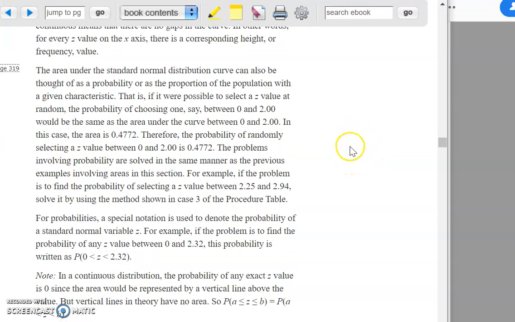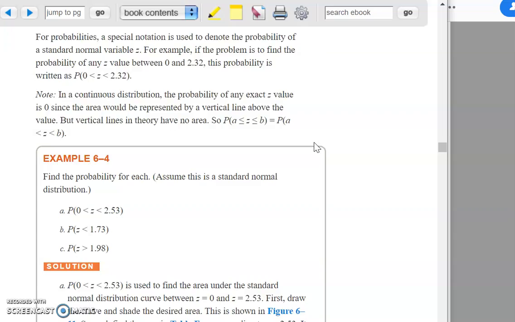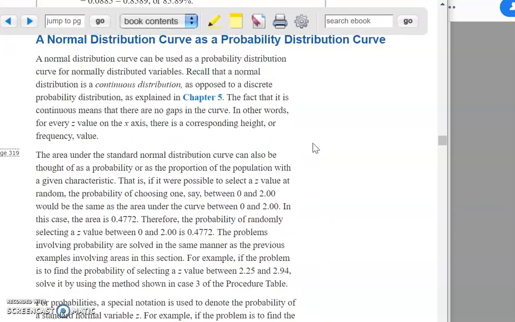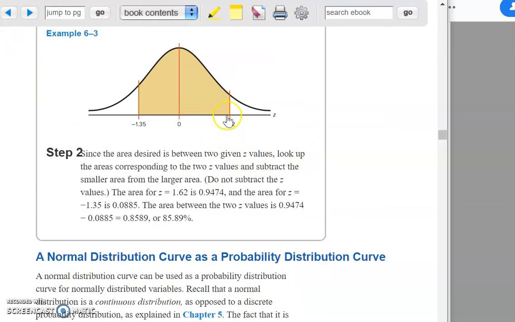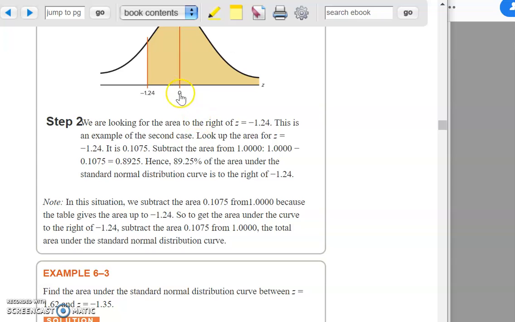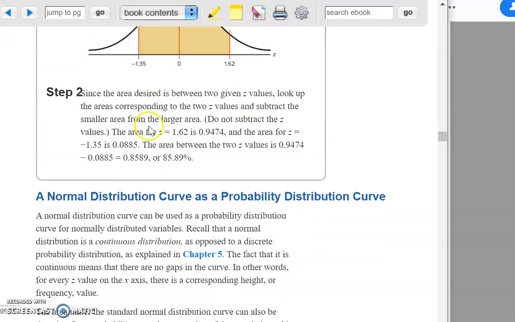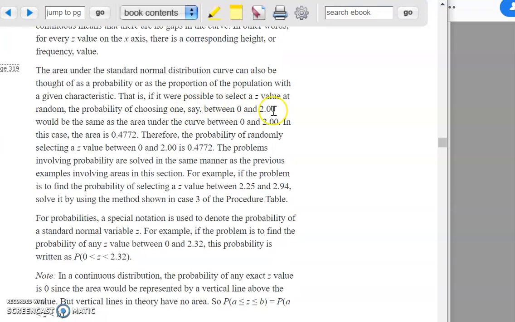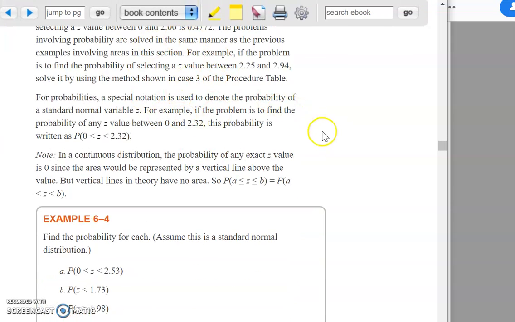What he's talking about here is that if you're going to be talking about probabilities, you're talking about probabilities between certain z values. So if you wanted to know the probability of being between here and here, it's the same as this area. The probability of being greater than negative 1.24 is going to be this area. The probability of less than negative 1.24 is this area. So all these areas can correspond to probabilities as well. That's what he's talking about here.